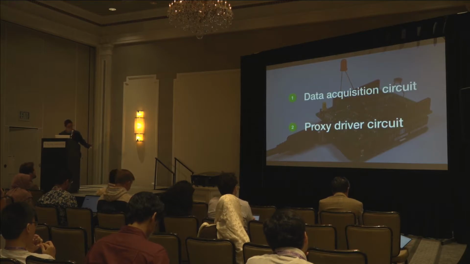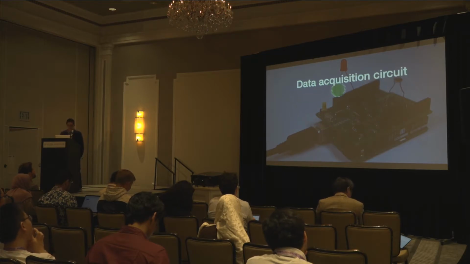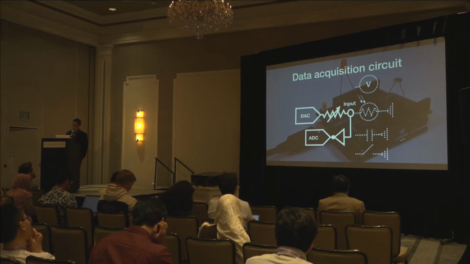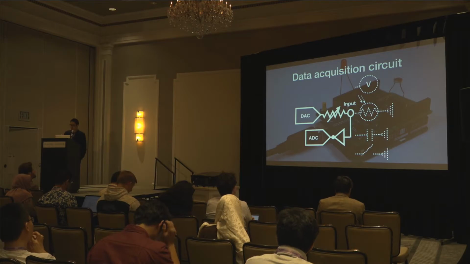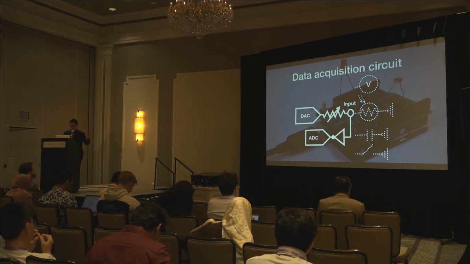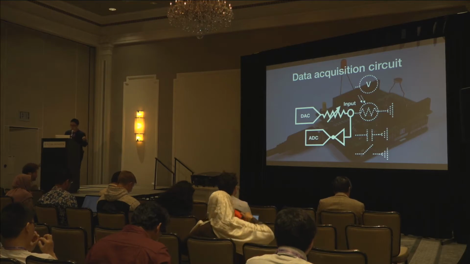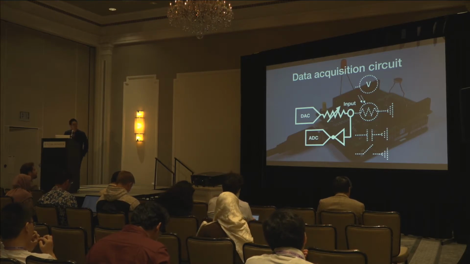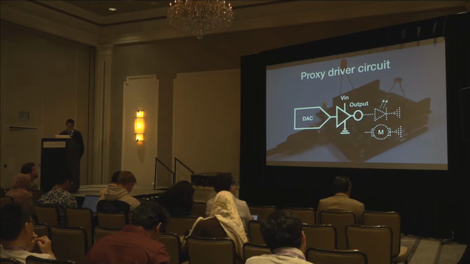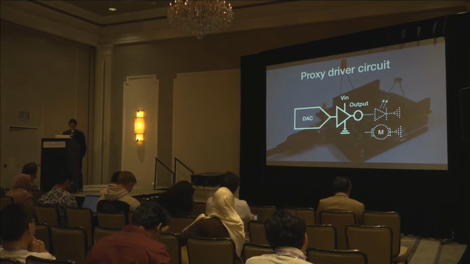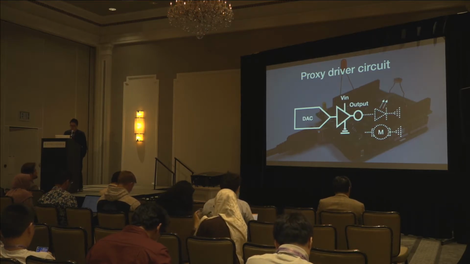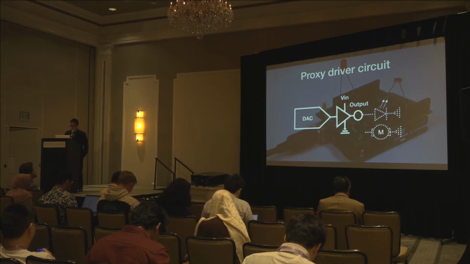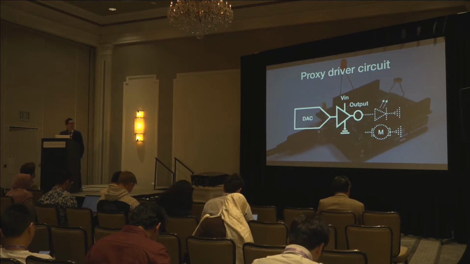To solve this problem, we developed two circuits, a data acquisition circuit and a Proxy driver circuit. The data acquisition circuit has 8 pins. Each pin is capable of measuring voltage, resistance, capacitance, and switch status from the input components. It consists of a DAC, a digital potentiometer, an amplifier, and an ADC. The Proxy driver circuit also has 8 pins, which generate analog signals, voltage up to 6 volts and current up to 500 milliamperes, for different types of output components, such as LEDs and motors.